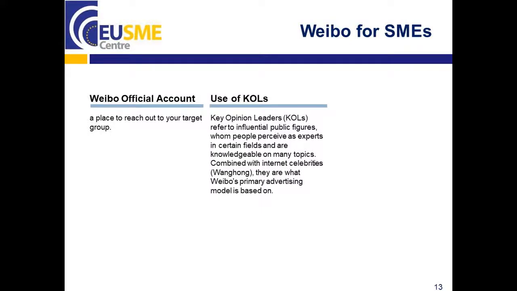Yeah, because imagine when you are done with all these procedures to set up an account, you wouldn't have any followers. So the quickest way to do it is to partner with a KOL, a key opinion leader, who has a large base of followers that closely resemble your target audience.